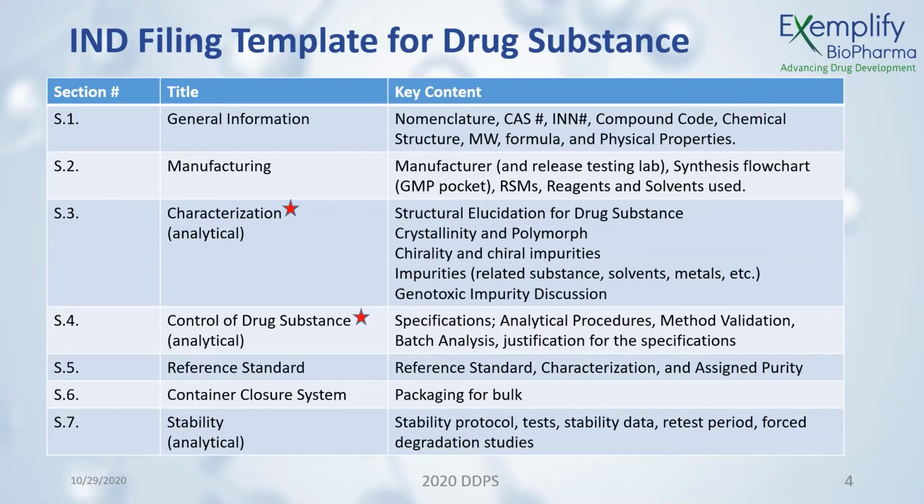So number 6 is about the container closure system or packaging for bulk. Number 7 is about the stability. So stability including stability protocol or stability commitment, stability test data, retest period for the bulk, and sometimes also need to include forced degradation studies. At the time of a regular IND, you need to have at least 1 month stability study under long-term condition and accelerated conditions.